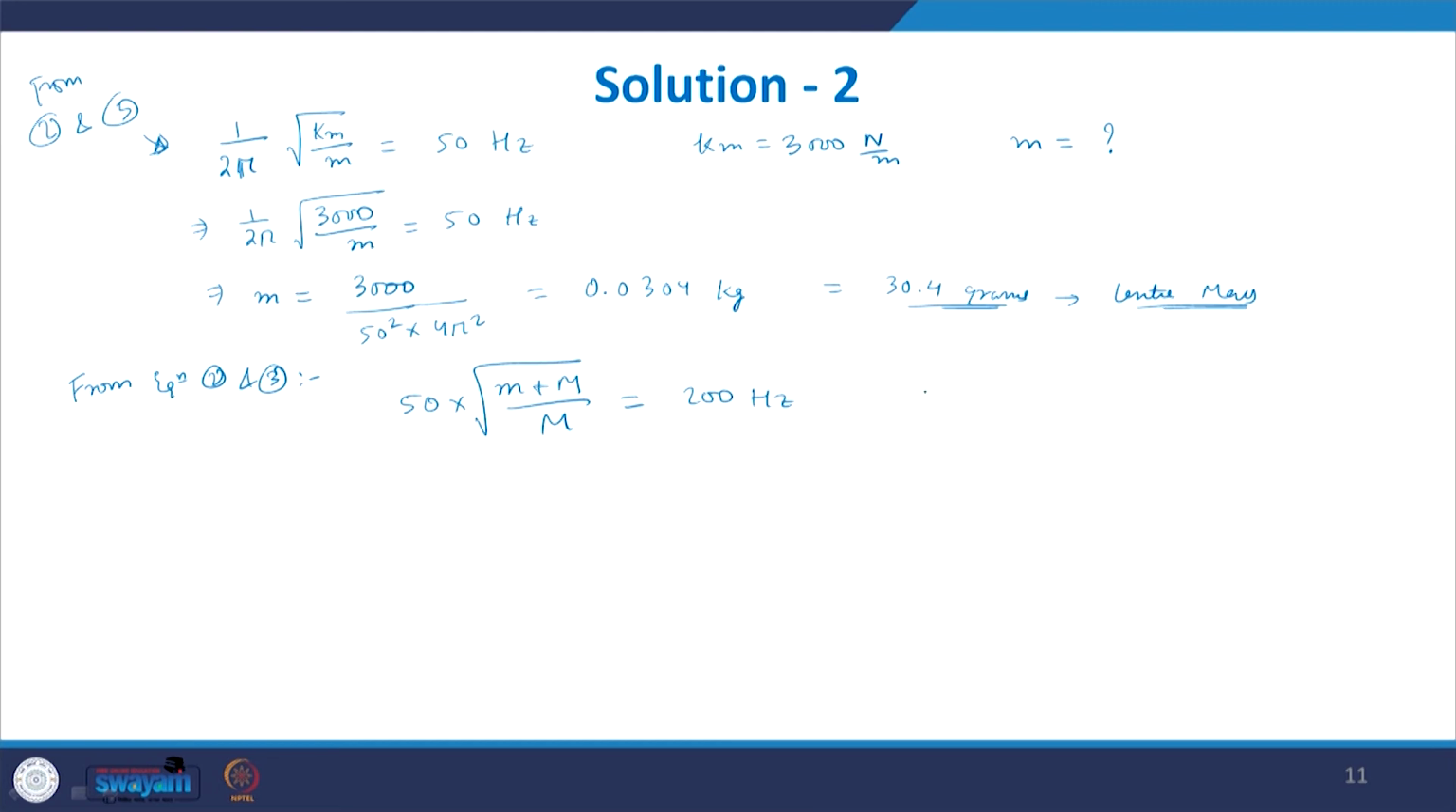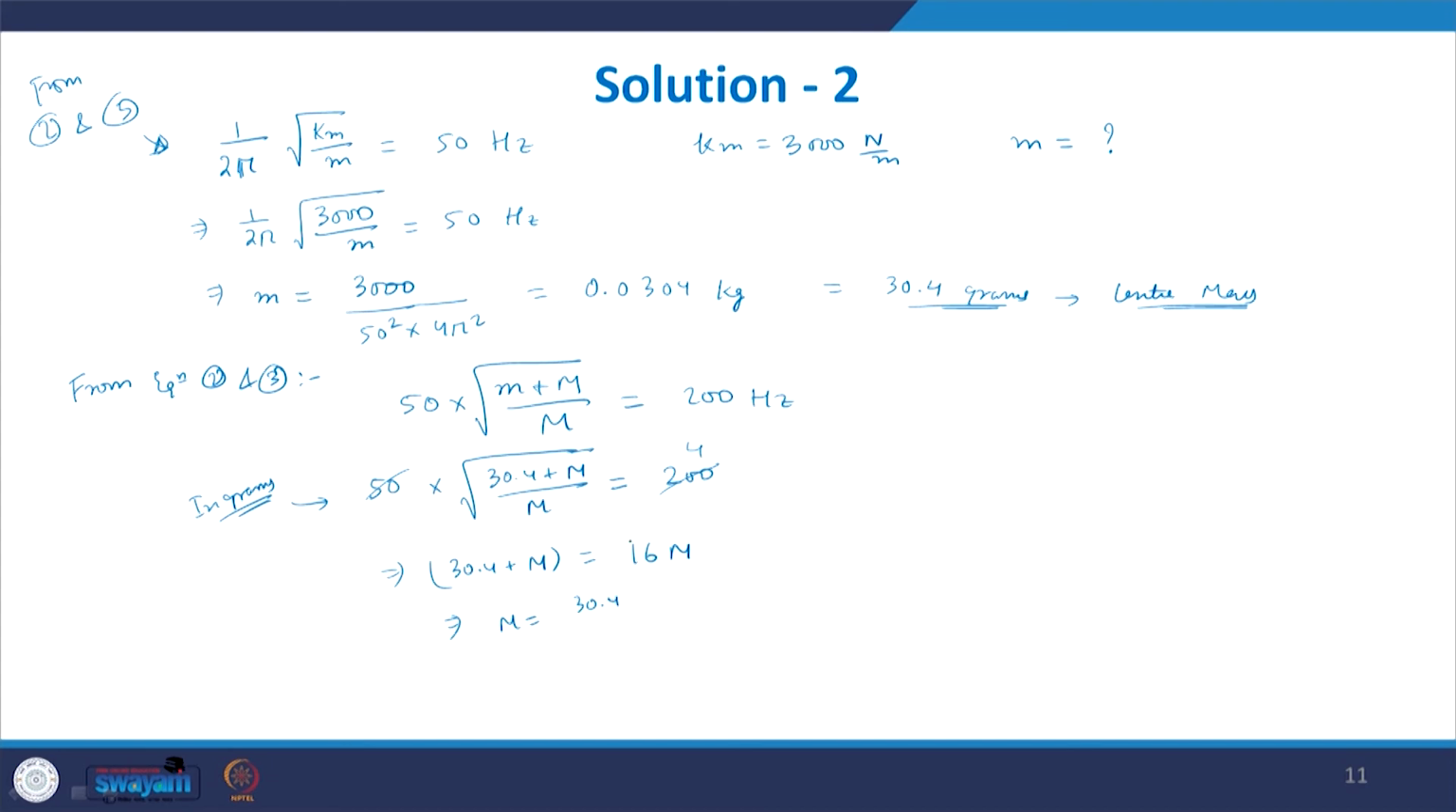0.0304. So, putting everything in grams, what we get is this thing plus the capital M divided by capital M should be 200. So, this comes out to be 4 here. So, we solve this equation further. So, what we get is this thing. So, which means that M should come out to be 30.4.